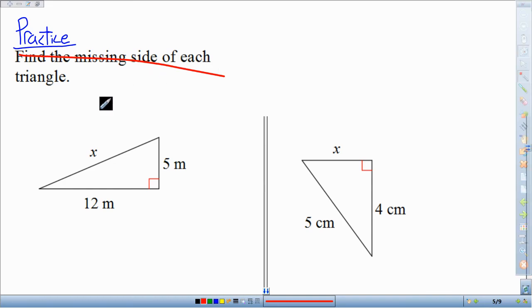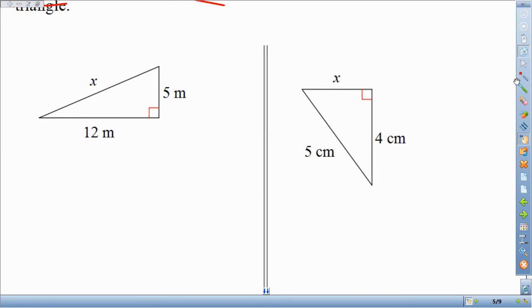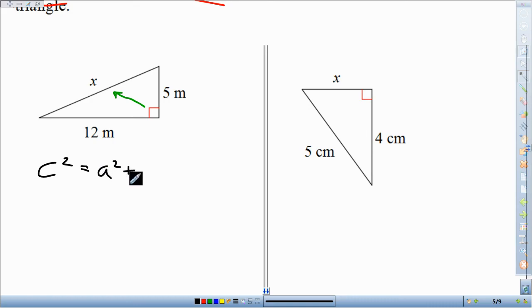Same directions, you don't need those. Go ahead and copy these two triangles, use the Pythagorean theorem to find the missing side lengths. All right, so let's go ahead and try this first one together. First things first, I notice the hypotenuse is what we're looking for. So when I write out my Pythagorean theorem, c squared equals a squared plus b squared. c is always the hypotenuse, and on this one, that's what I'm looking for. That's my variable x. The other two legs of the triangle, 5 and 12, are a and b. Doesn't matter which you plug in for which, but I'm going to make 5 a and 12 b.